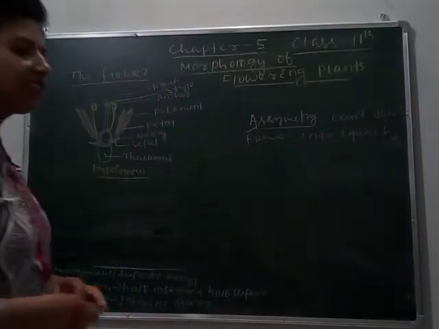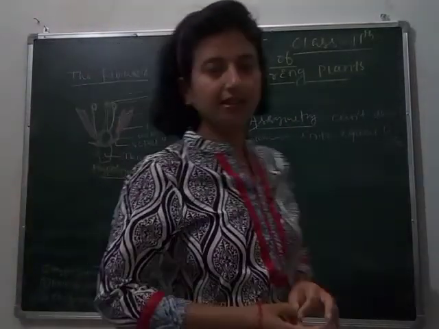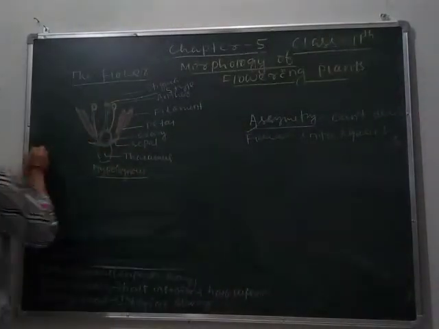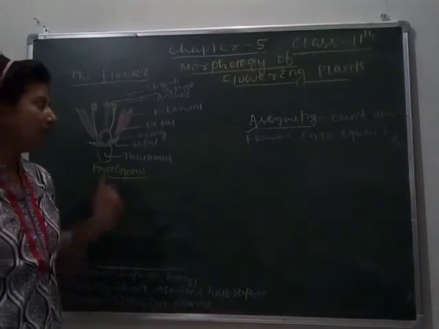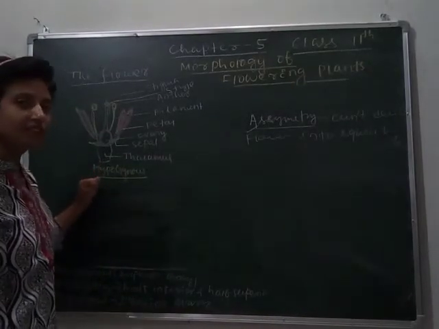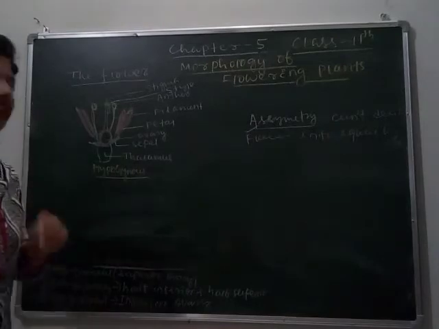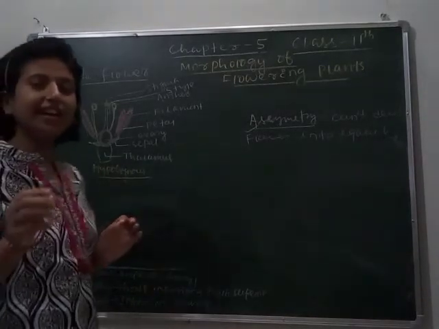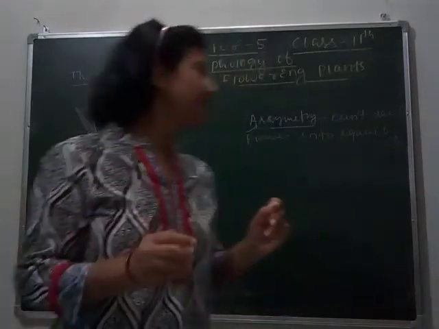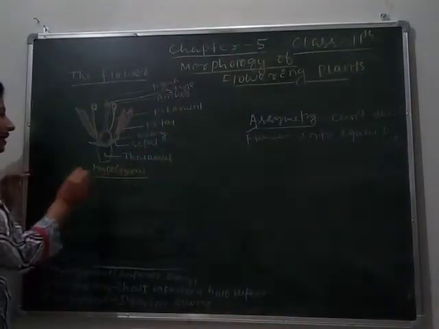Here another term comes after asymmetry: the position of ovary. Position of ovary in the flower, how the ovary is located on a flower. On the basis of position, this is divided into three types. One is hypogynous, another is perigynous, and another is epigynous.